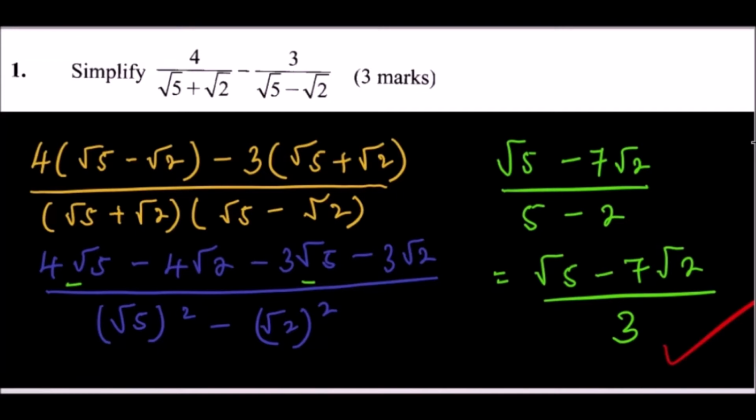So by doing that, you get 3 marks. You get marks for arranging your equation in that form, marks for working out and subtracting, and finally you get 1 mark for the answer. So in total you get 3 marks.